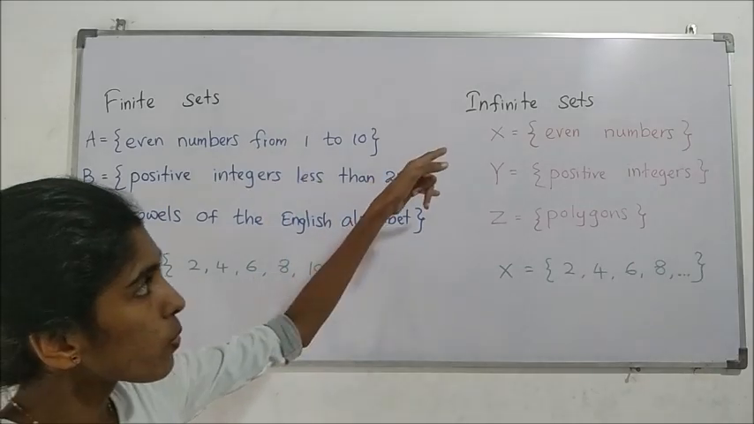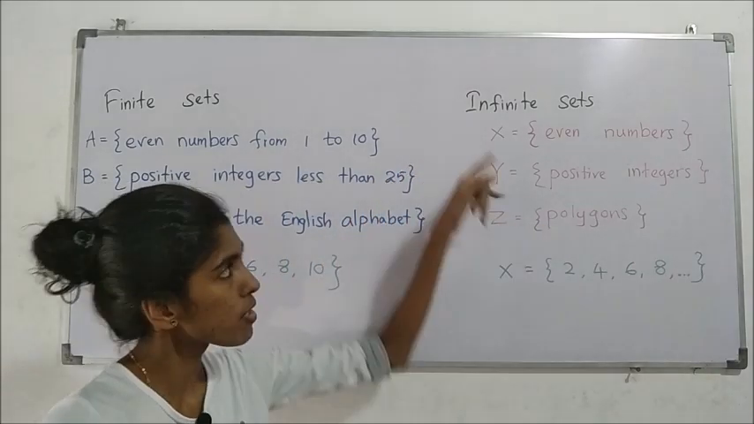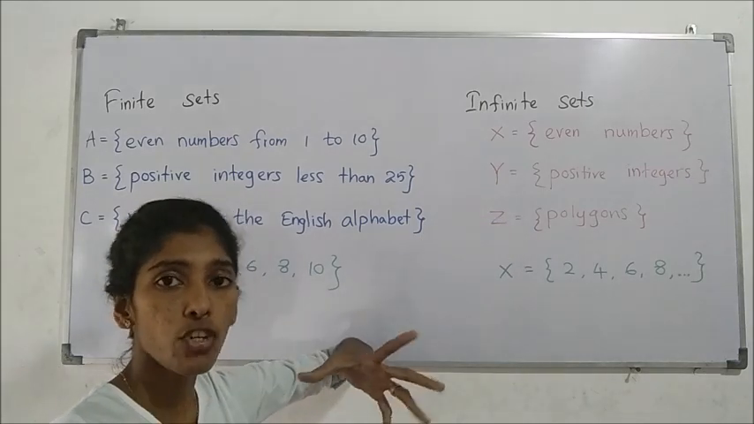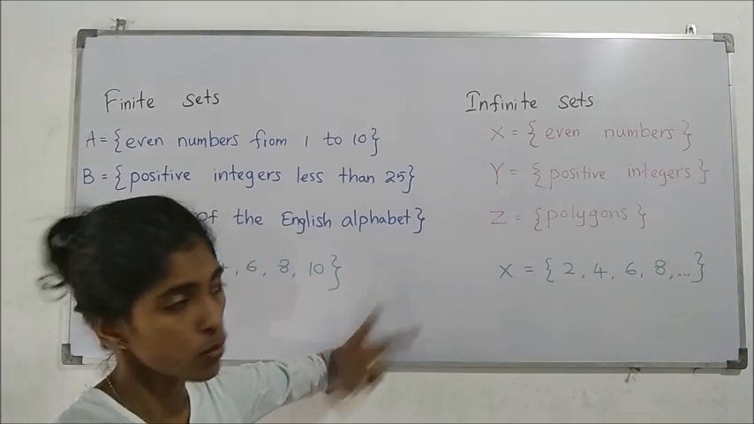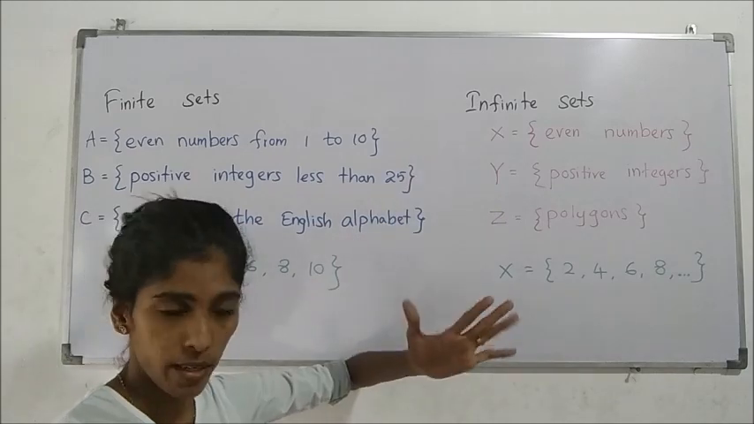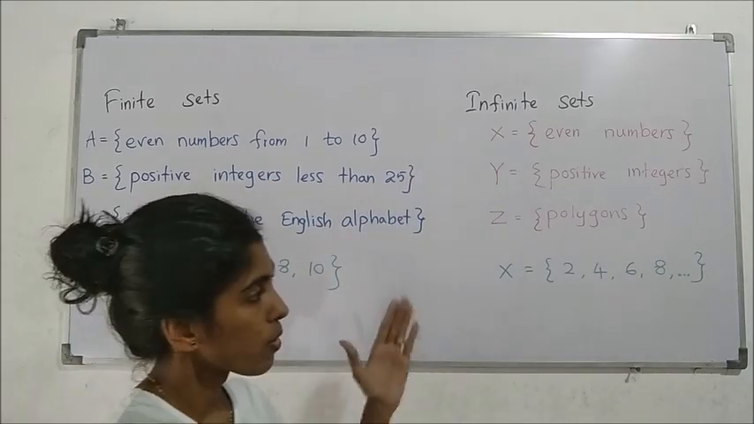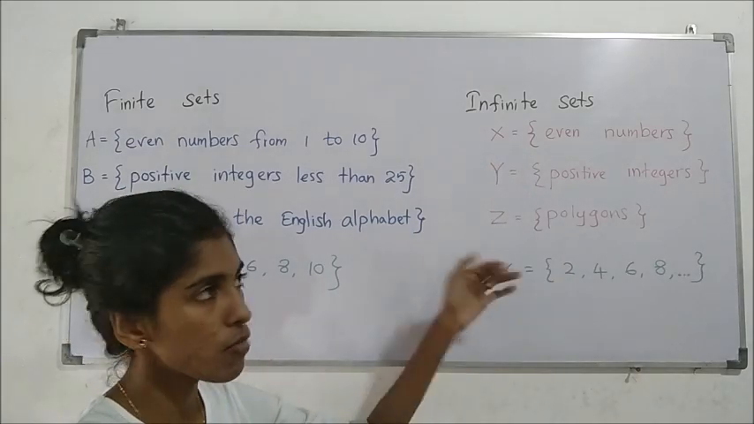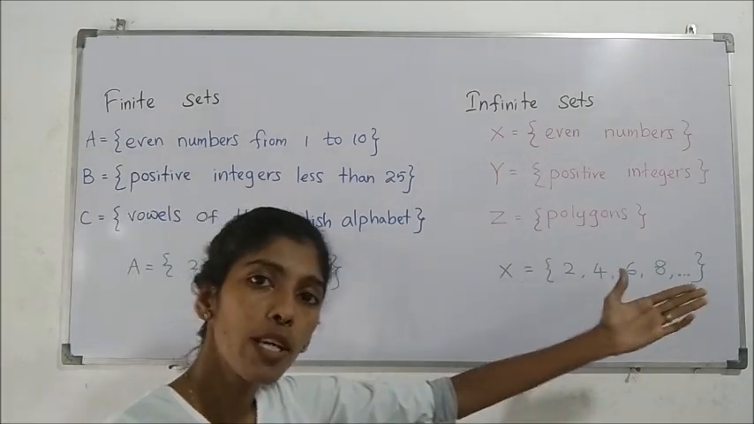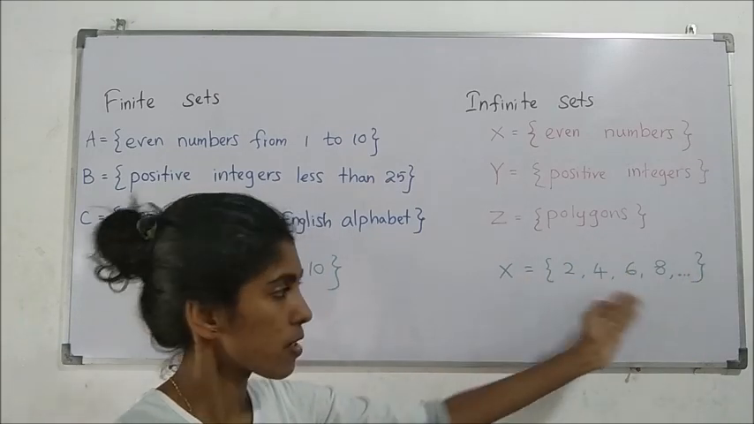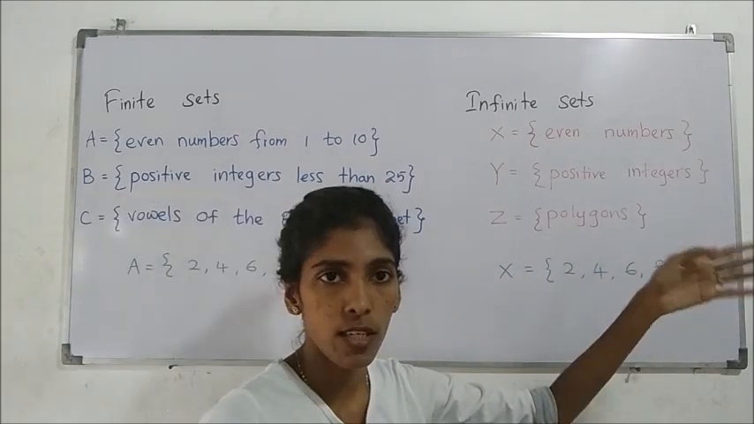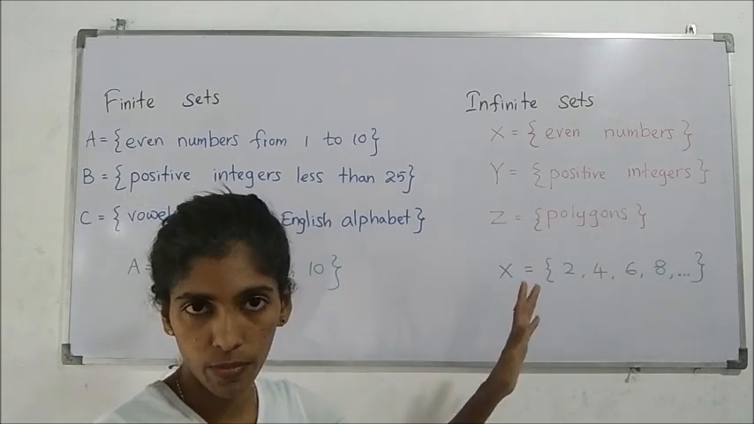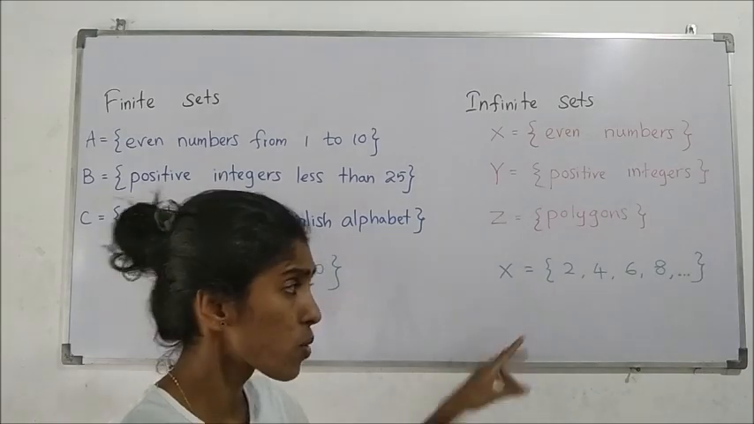When we go to the infinite sets, a set which has an infinite number of elements is called what? Infinite sets. No end. There is no end for the elements there. For an example, even numbers. When we write even numbers, there is no end. Up to infinity we can write. So 2, 4, 6, 8, 10, 12, 14, 16, 20, likewise we can write so many. So we cannot write all. So what do we do?